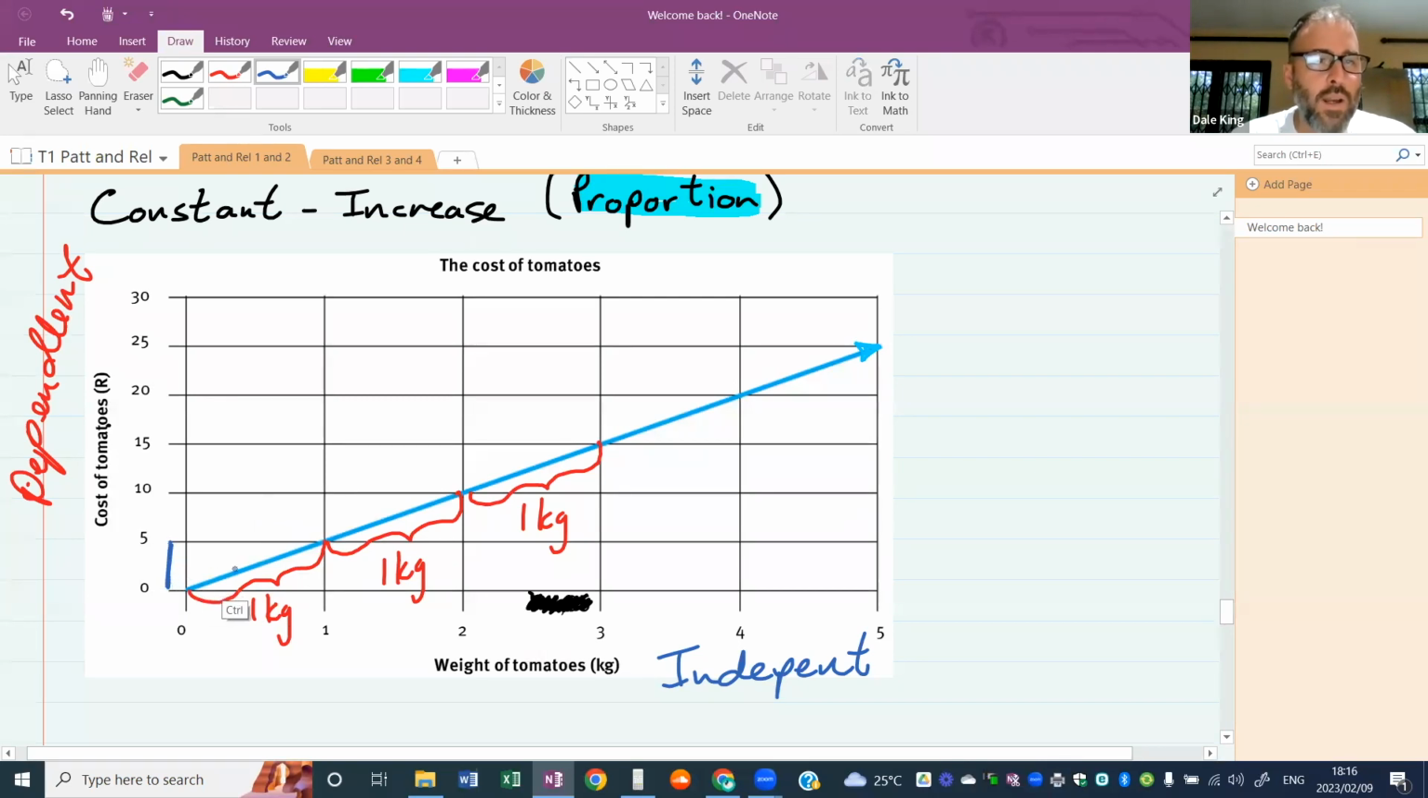Okay, so for every 1 kilogram that you increase, you're increasing by 5 rand every single time. So the increase is constant, and therefore we say that these two values, the cost and the weight of the tomatoes, are in proportion. They're proportional. All right, so this is a proportional relationship. The one gets bigger, the other one also gets bigger, but they get bigger in the same amounts every single time. So that's a proportional relationship.